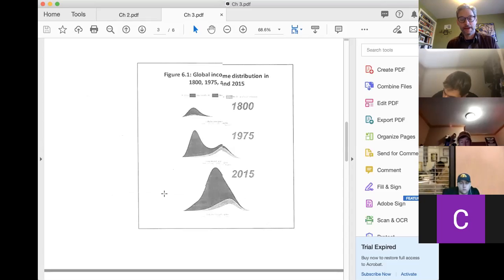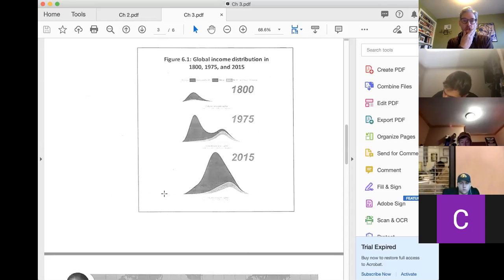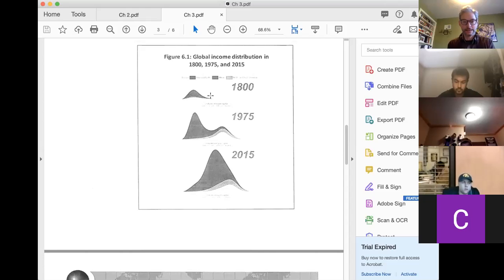Here's another way of looking at this. This is the global income distribution. What this is doing is taking everybody in the world and plotting them by their income. I apologize, this is a little hard to read, but I think we can get the gist of what's going on here.